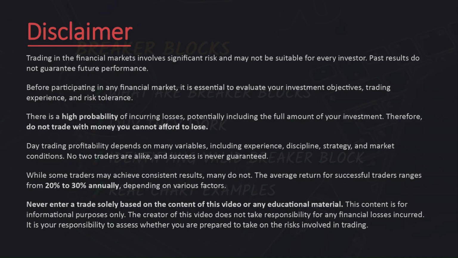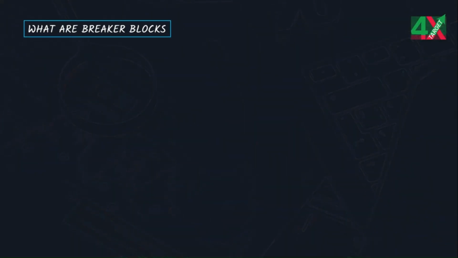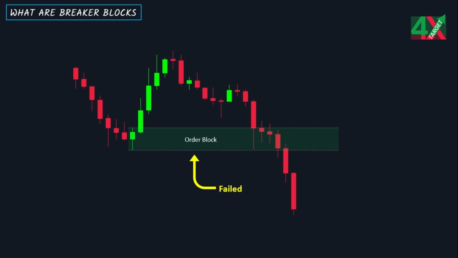Now, let's move on to the next concept. A breaker block is a previously valid order block that fails and then transforms into a powerful supply or demand zone on the price chart. This shift occurs when price breaks through an order block in the opposite direction, causing that level to flip its role.